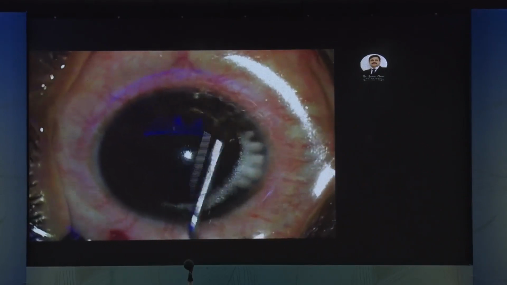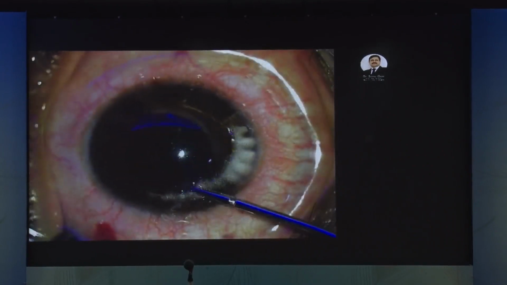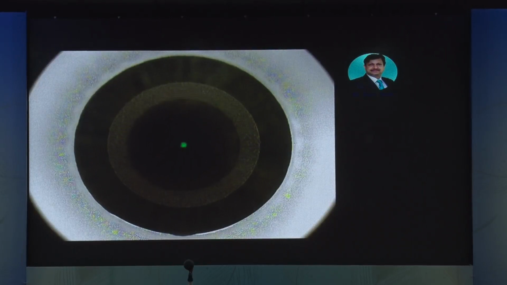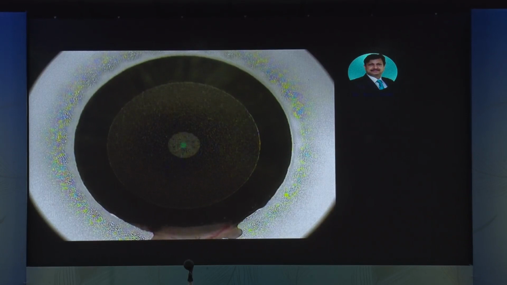So here you see the lenticule has not been fully separated, so I grasp and very slowly, like a rhexis, you can rhexis away the lenticule. Watch carefully now. There's the lenticule cut. See the conjunctiva starts bloating, 12 o'clock. The side cut. And there's the flap cut.